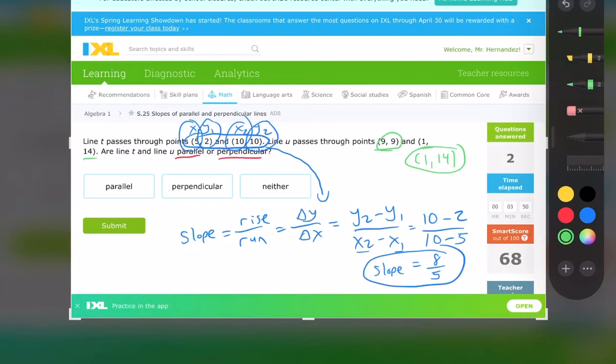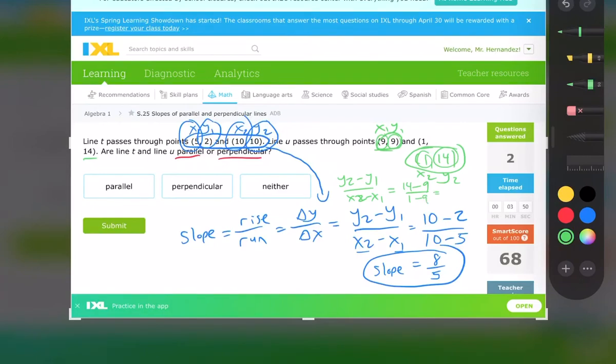And then if I do the same thing for these two, this is going to be xy, xy. This is our first x, first y, second x, second y. So I'm going to use the exact same formula. I'm going to subtract the y's on top, subtract the x's on the bottom. Let's see. So y2 is 14 minus y1 is 9 over x2 is 1 and x1 is 9.